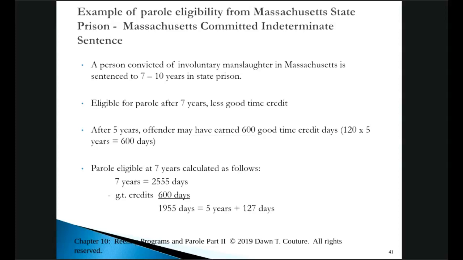They would be eligible for parole at 7 years minus, let's say they had maxed out and had 120 days a year for the past 5 years, 600 days. All right, 7 years is 2,555 days. They get 600 days off of that. That means they would be eligible for parole after serving 1,955 days, or 5 years and 127 days, on a 7 to 10 year sentence. So you can see that those good time credits, that encouragement of participation in programming and avoiding disciplinary reports, do get rewarded.